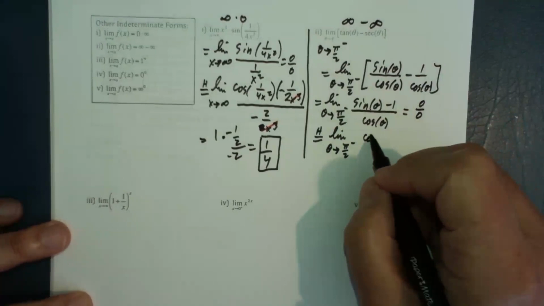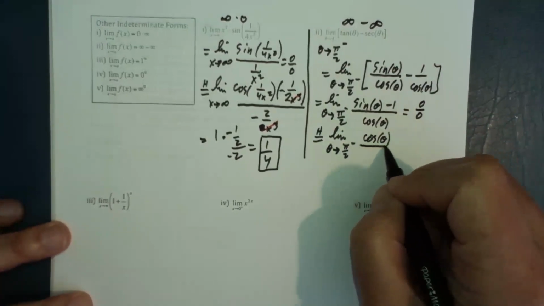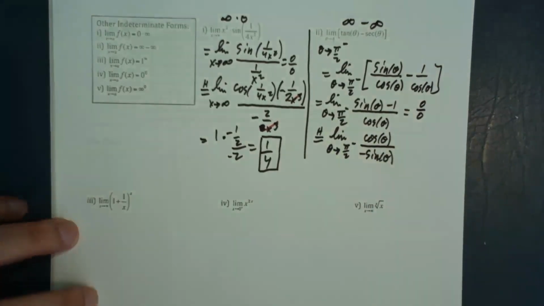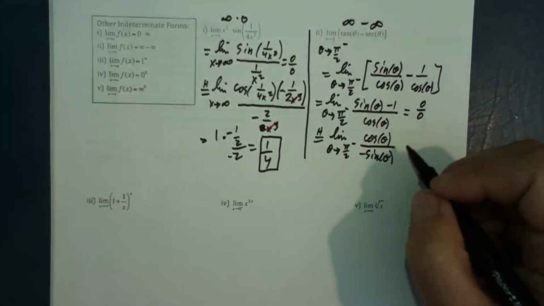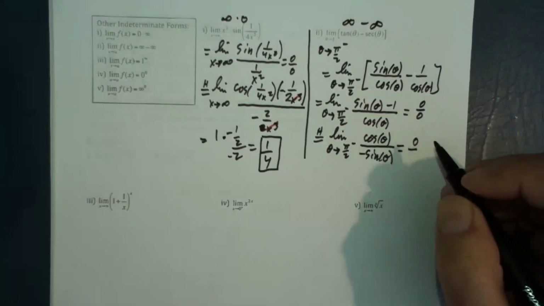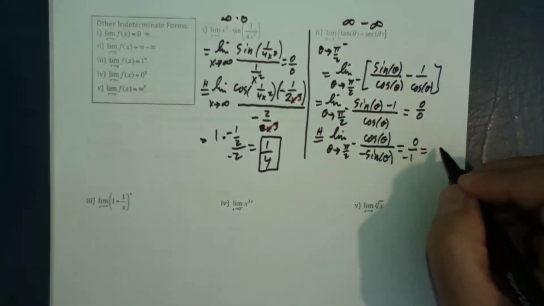Derivative of sine is cosine theta. Derivative of cosine is negative sine theta. And this is now, when I just dump it in, this is going to give me 0 over negative 1, which is just 0.